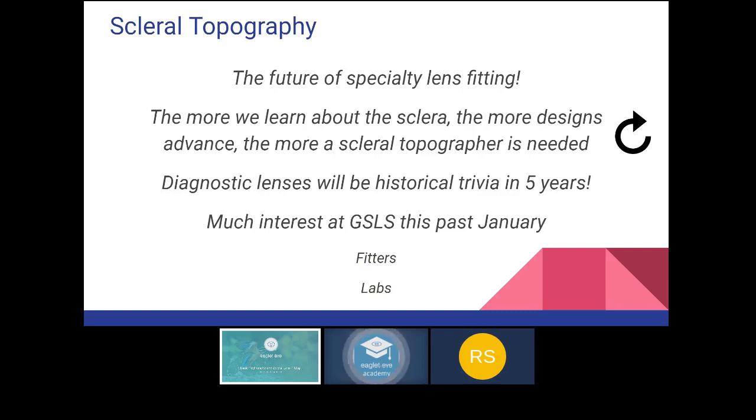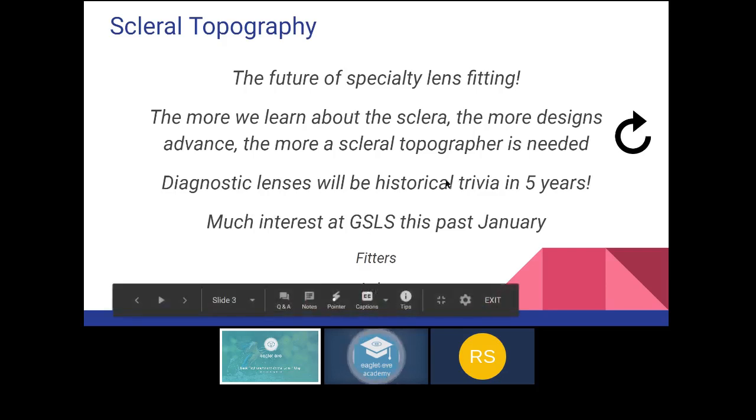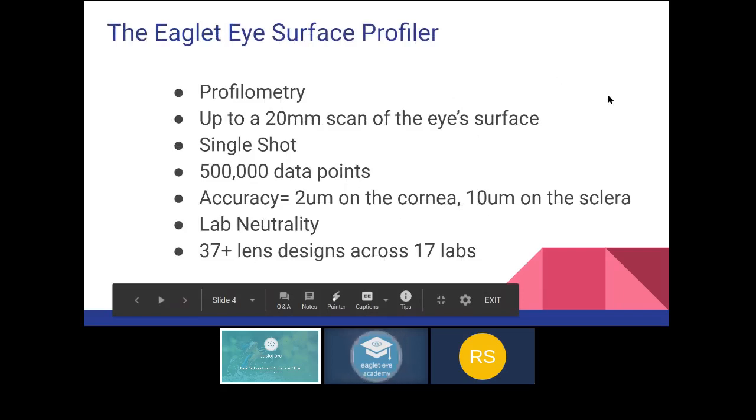But the more we learn about the sclera, the more we realize how complex it is. The more we need scleral topography to fit as best as we can. And to that point, I'm going to go out on a limb and suggest that diagnostic lenses are going to be a thing of the past in 5 years. I think in 5 years at GSLS 2025, we're going to be laughing about diagnostic lenses. Do you remember those trial lenses? I could see that coming. And there's tremendous interest in scleral topography, which is evidenced last year at GSLS and other places, and we're going to see that again this January in Las Vegas and other meetings.